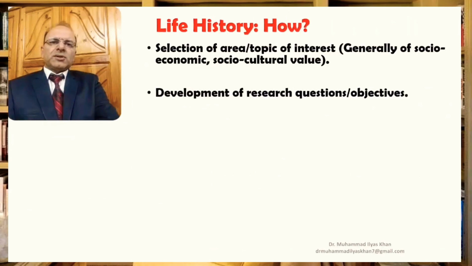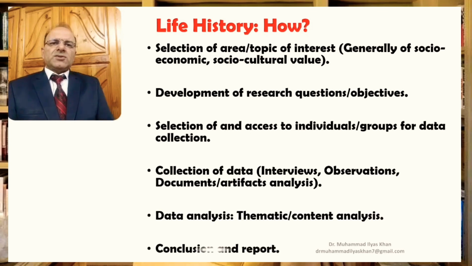Now, the general process of life history research consists of some very broad steps. Generally, the researcher needs to select an area or topic of interest, and these areas or topics are generally of socio-economic or socio-cultural value to the researcher or to the research process. Then comes the development of the research questions and objectives. Obviously, the researcher needs to develop certain research questions and certain objectives in the light of which they will collect data from the individuals. Then the selection of and access to individuals or groups for data collection. In other words, we can compare this to the process of sampling.